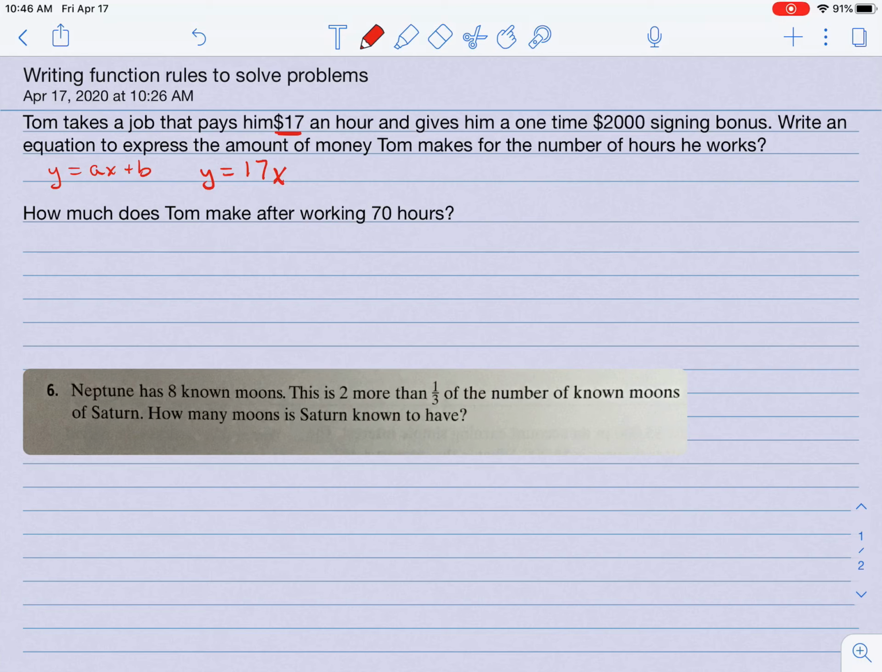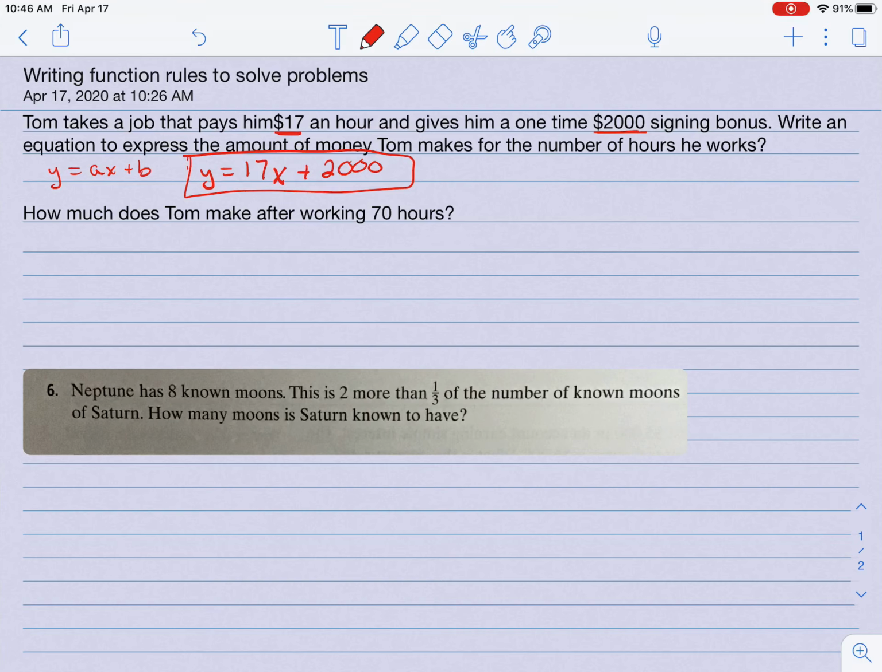Okay, then the next one is what is anything that is a one-time fee. And we'll see that that's right here, $2,000 one-time signing bonus. So then we add that, that becomes our b. So now we have our equation, y equals 17x plus 2,000.